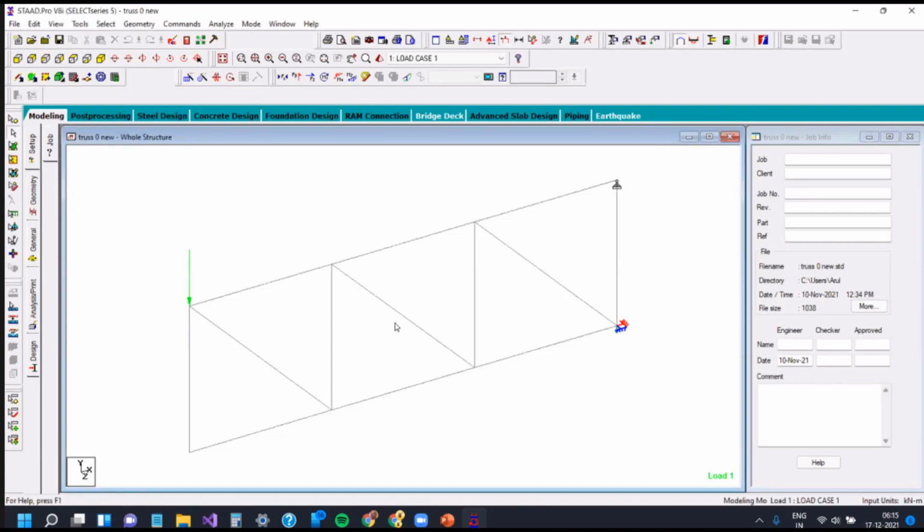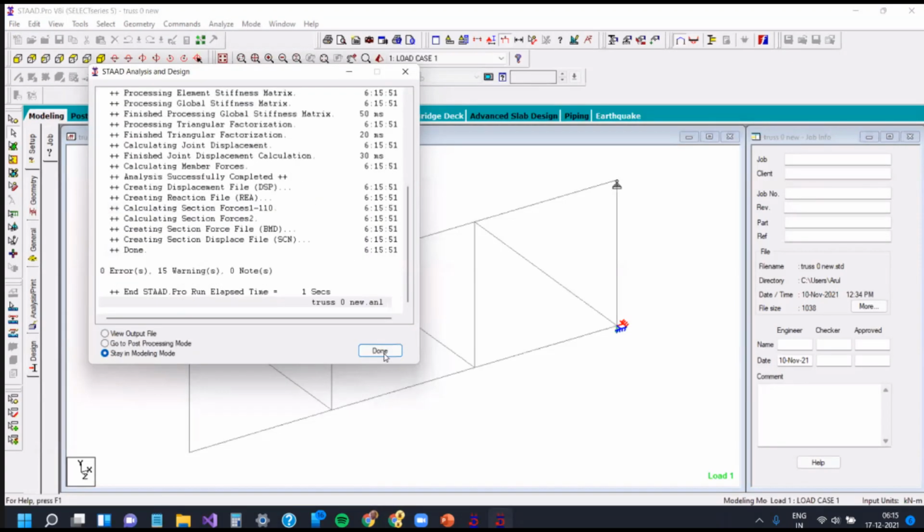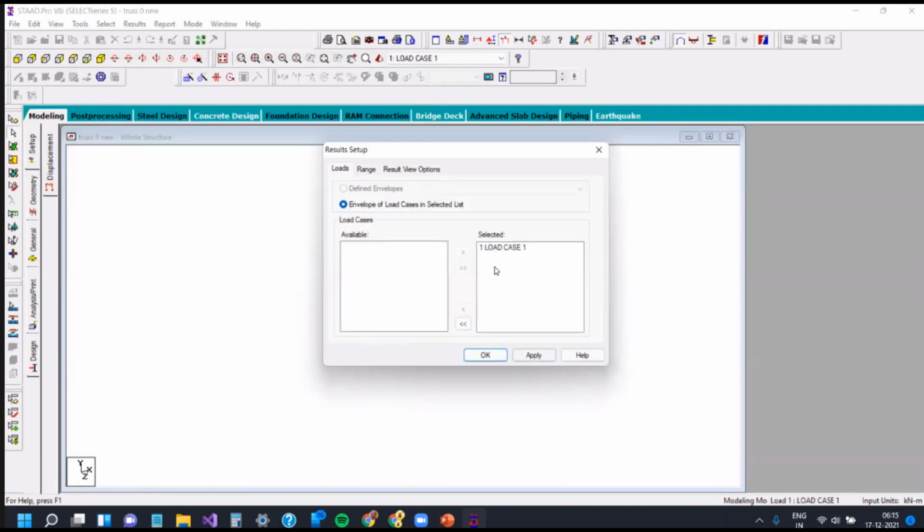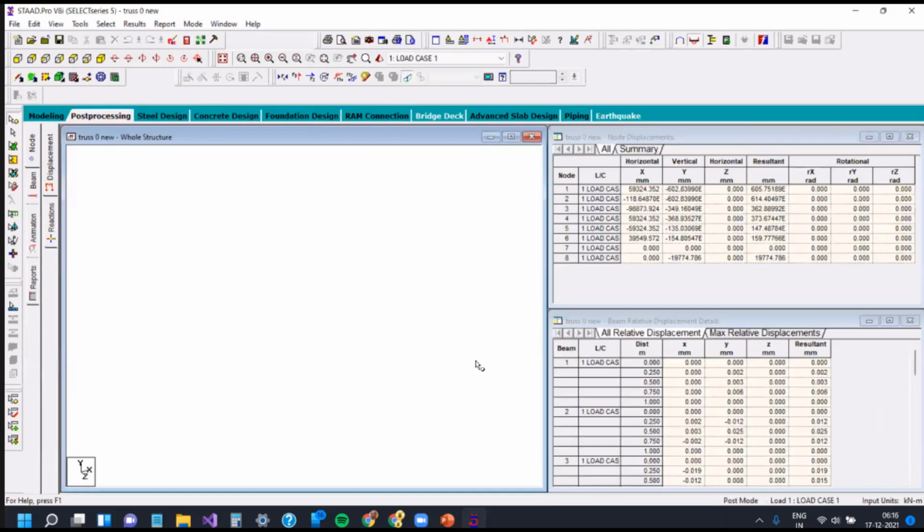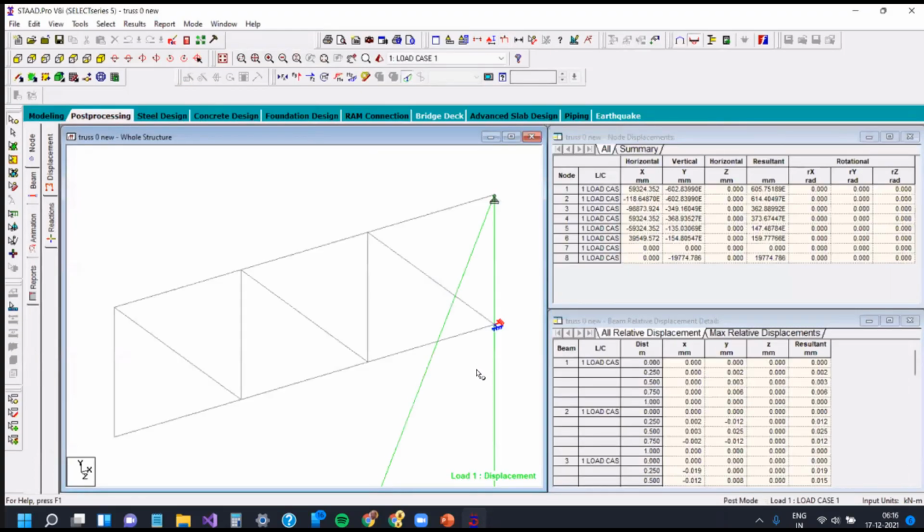This is the same truss, which is edge loaded, a cantilever truss, correct. So I'm going to show you that. Let me analyze this truss, and it analyzes. Done. I go to the post-processing mode, select this, apply, okay. Right, now I'll come back to the deflected shape, a little bit larger. So this is the deflected shape.